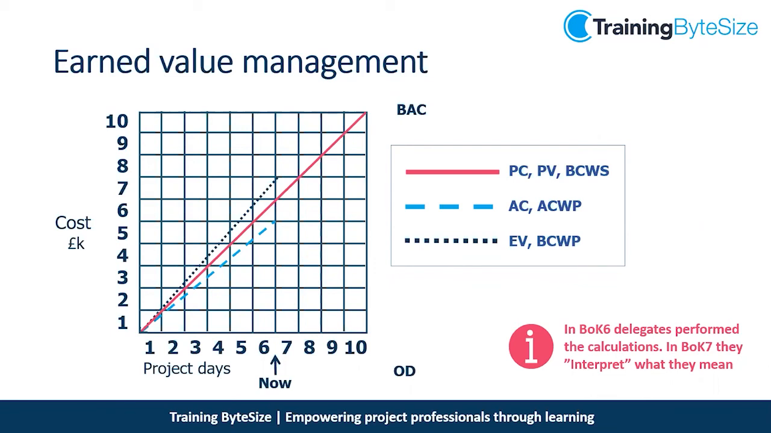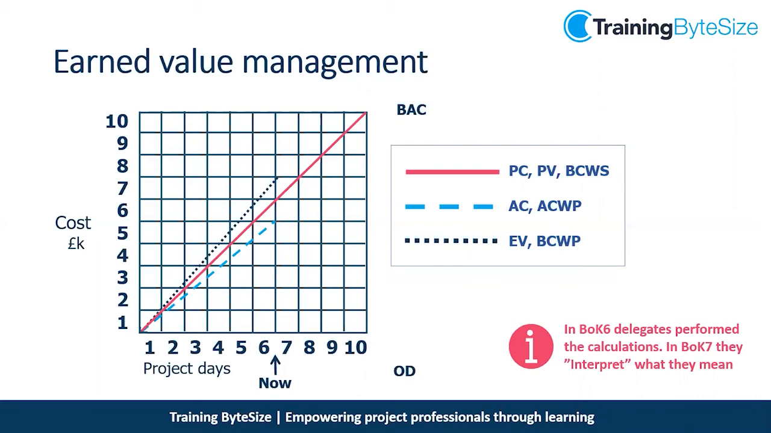So we have a red line there, which has PC, PV, and BCWS next to it, okay? They're all just different terms for the same thing. PC stands for planned cost, PV stands for planned value, BCWS stands for budgeted cost of work scheduled. That tells us what we plan to spend throughout this project. So in this project, we plan to spend £10,000 with £1,000 increments each project day.